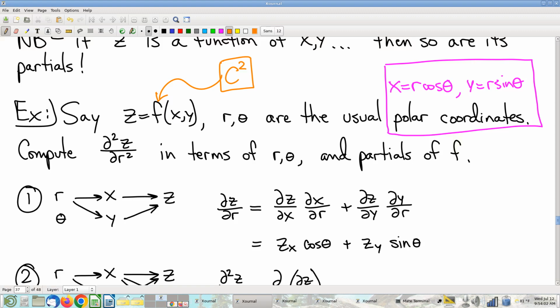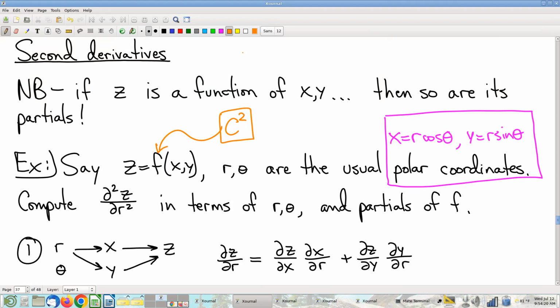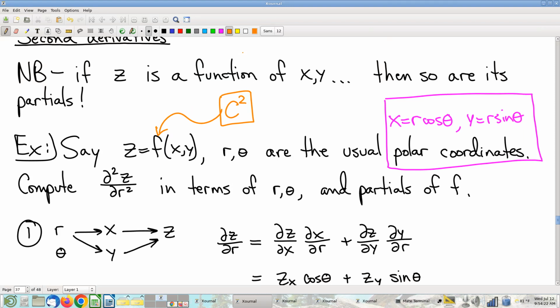Could you remind me what a C2 function is? C2, it's a function where the function and its partials and its second partials, so partials all the way up to order 2, are all continuous. Yeah. Right. So that is an assumption that we need to make this work, and I didn't write it down. Shame on me. Right. Okay. Is everybody good? Good catch. Thank you for that. All right.